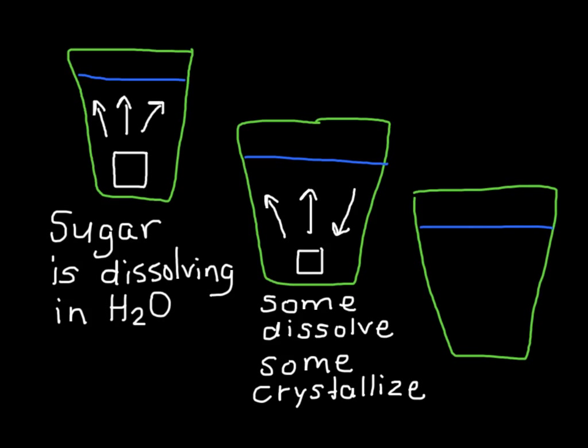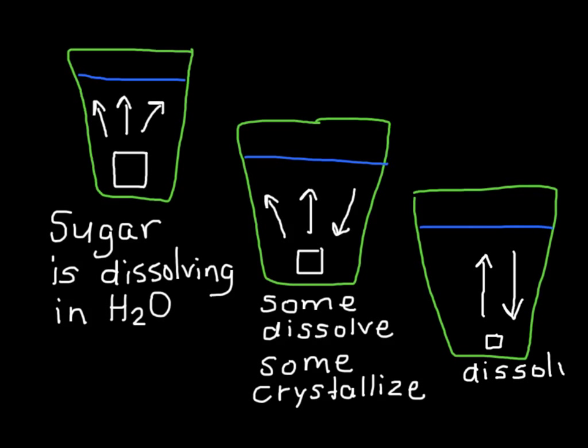Now at this point, when you did your lab, you just waited until the entire sugar cube was gone. But if we had used less water, we might have reached a point where there was a little sugar left in the bottom that just would not dissolve. And at that point, we would have had the rate of dissolving equal to the rate of crystallization. For every molecule that dissolves, 1 crystallizes.